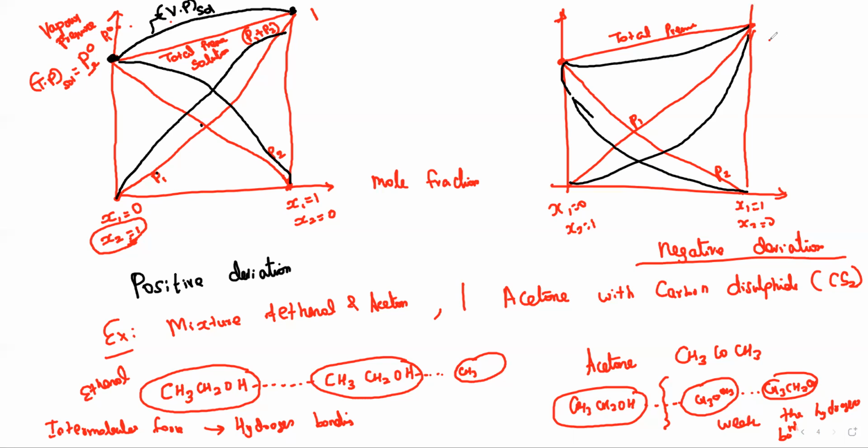Okay. Now here is the example. In the previous problem, I said that the intermolecular force is because of the hydrogen bond. In ethanol and ethanol, we have hydrogen bonding. So this hydrogen bond is weakened because of adding CH3COCH3.